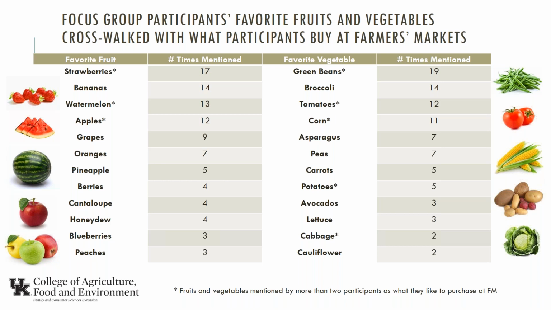But they like to buy green beans and tomatoes and corn, potatoes and cabbage. Cabbage wasn't necessarily a favorite, but it's a favorite thing to buy at the farmer's market, apparently. So that turned out to be actually interesting and useful information when it comes time to think about what you're going to promote at your farmer's market to attract this audience.